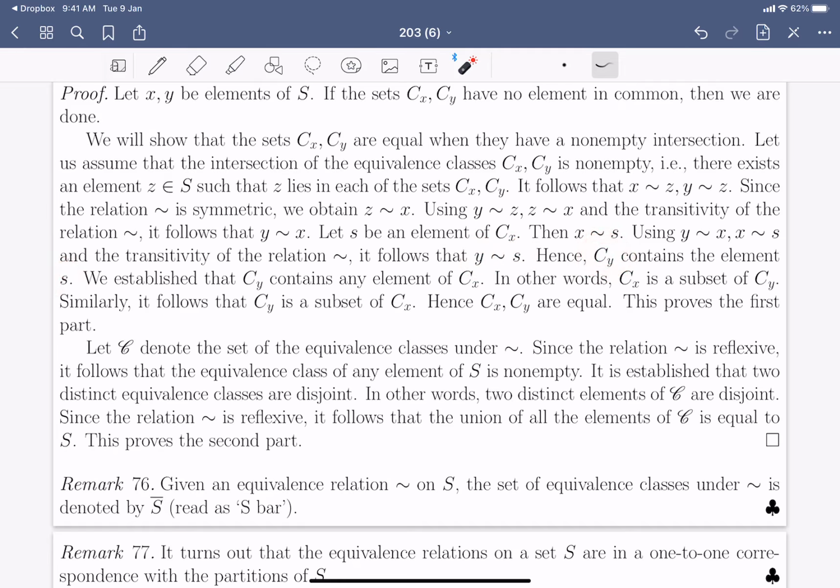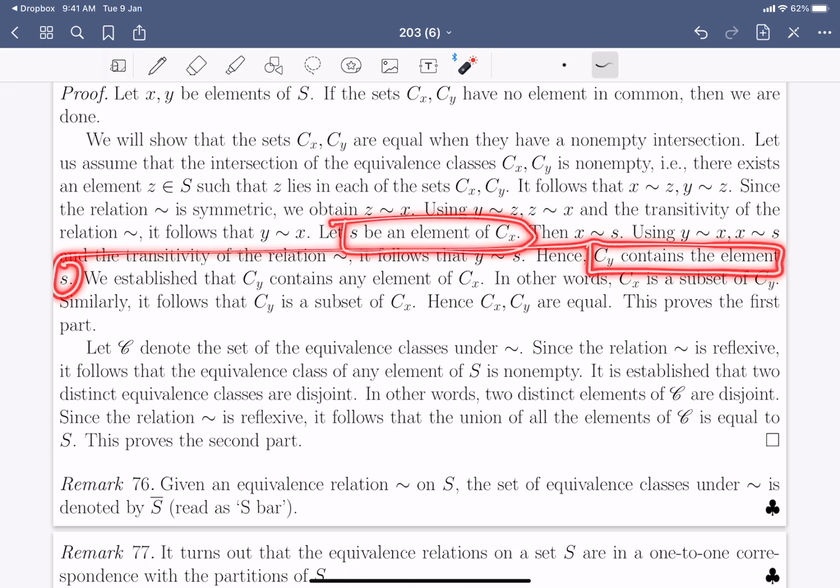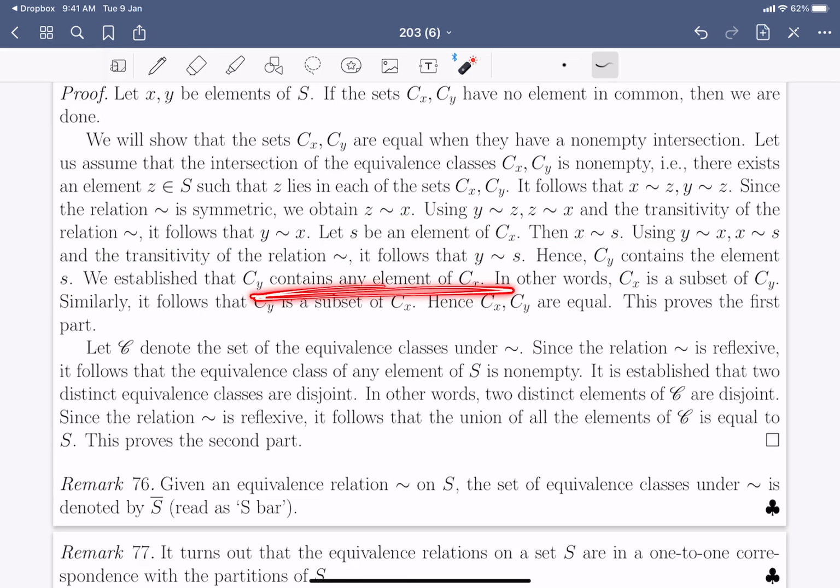In other words, what we have done is that we have chosen an arbitrary element s from Cx, and we proved that Cy contains that element. So you have established that Cy contains any element of Cx, which is the same as saying that Cx is a subset of Cy. And similarly, one can show that Cy is a subset of Cx. In other words, we have concluded that Cx and Cy are equal, and this proves the very first part.